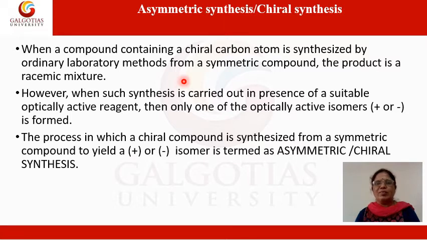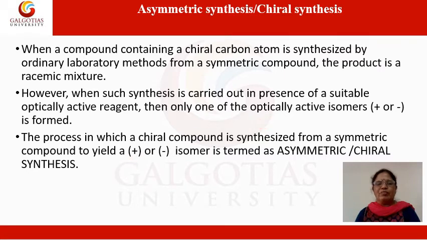Always, whenever we want to convert any symmetric compound into the optically active form, then usually it is a racemic mixture. But when this synthesis we carry out in presence of suitable optically active agent, then we can successfully synthesize any one of the isomer, that is the dextro stereoisomer or the levo isomer. So for this we have to maintain suitable experimental conditions.